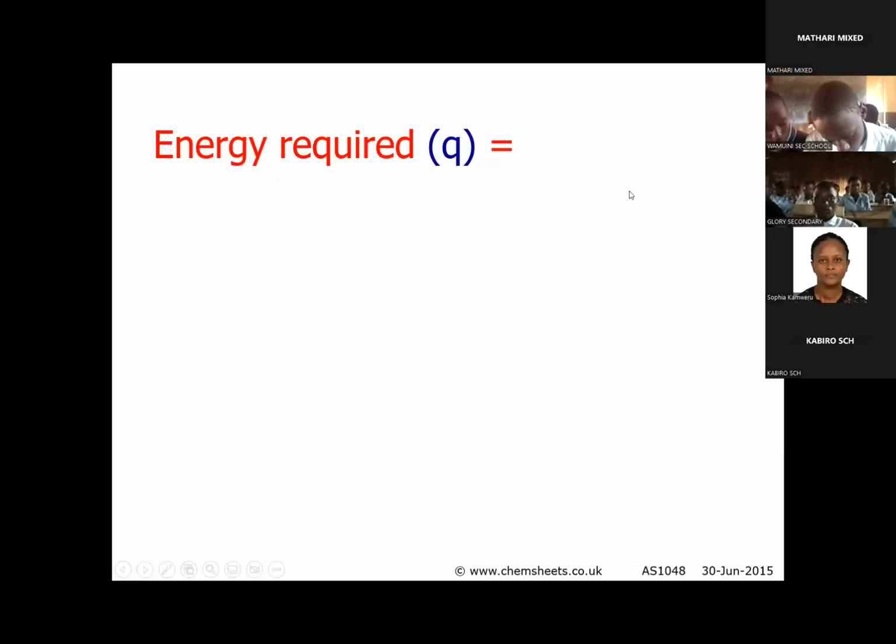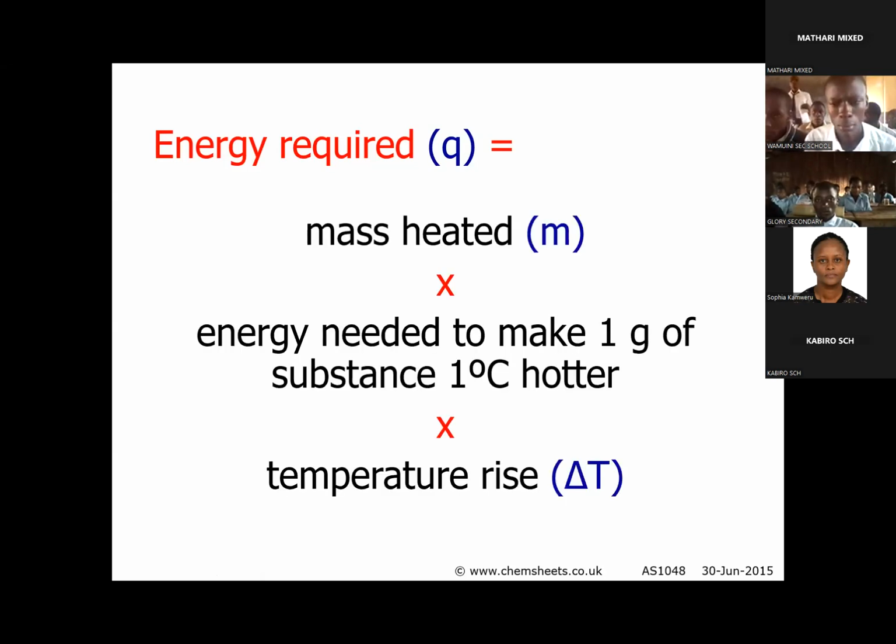Okay. So what we call the energy required to do a particular piece of work is Q. Sometimes it's capital, sometimes it's not. And the mass of water heated is M. The energy needed to make 1 gram of the substance 1 degree hotter is called the specific heat capacity, which is sometimes given the letter C, and the temperature rise is delta T.